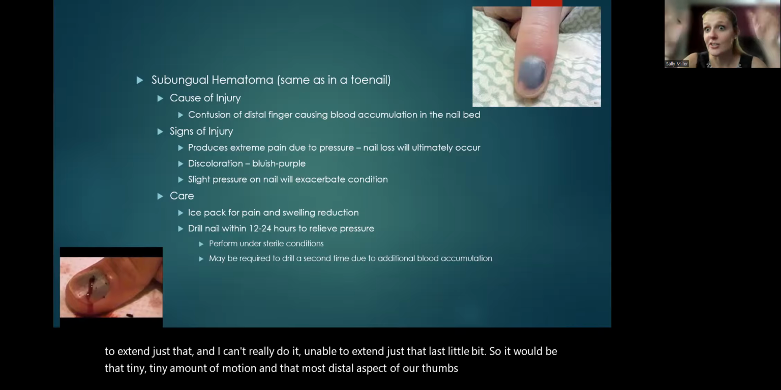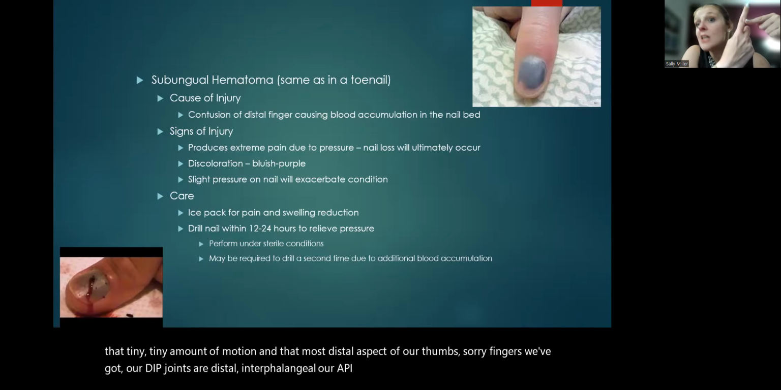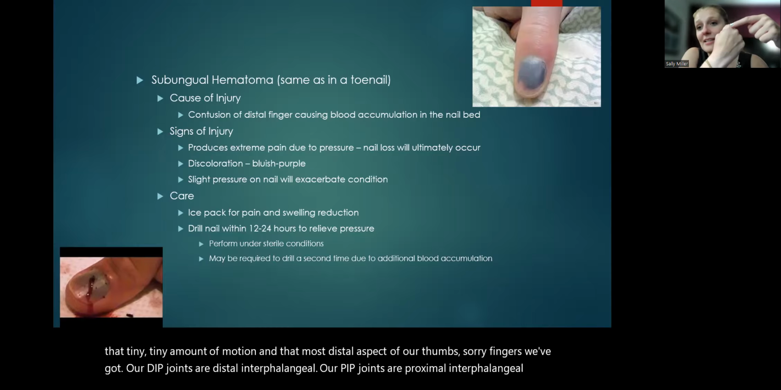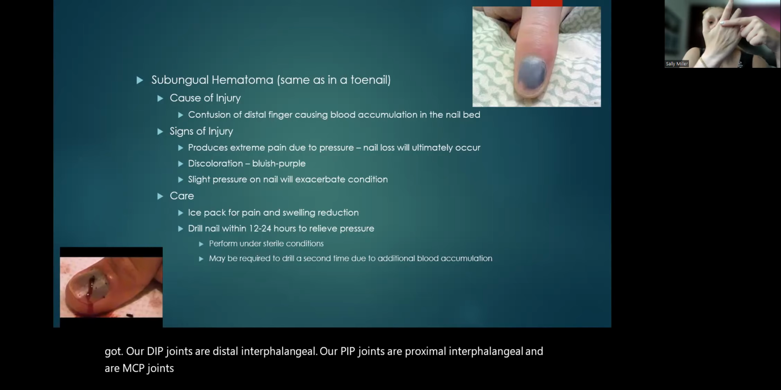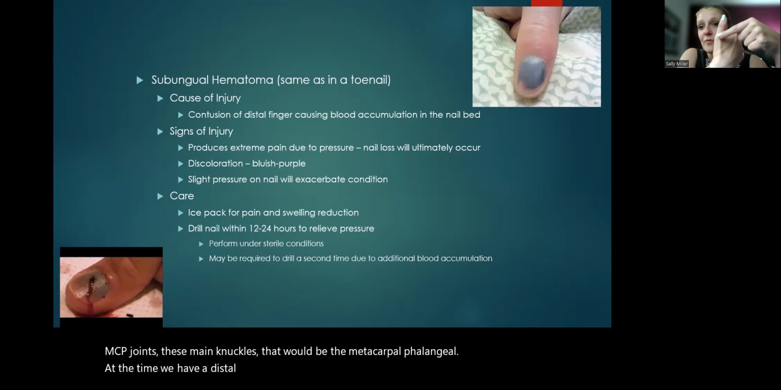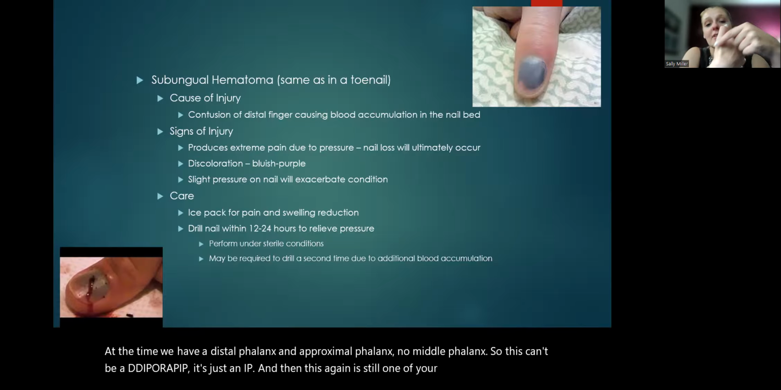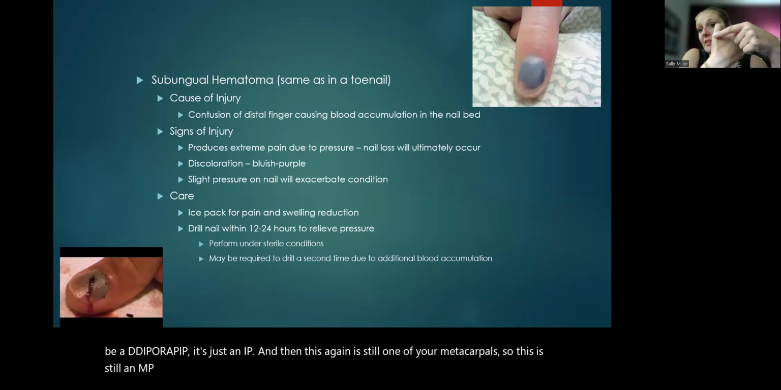We've got our DIP joints, our distal interphalangeal, our PIP joints, our proximal interphalangeal, and our MCP joints, these main knuckles. That would be the metacarpophalangeal joint. At the thumb, we have a distal phalanx and a proximal phalanx, no middle phalanx. So this can't be a DIP or a PIP, it's just an IP. And then this, again, is still one of your metacarpals. So this is still an MCP joint right here at the thumb.